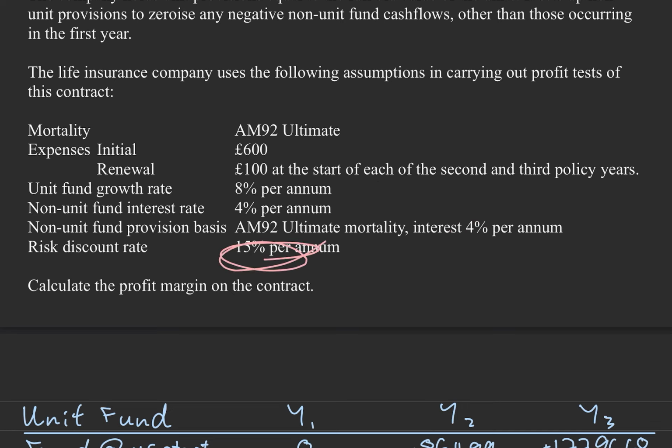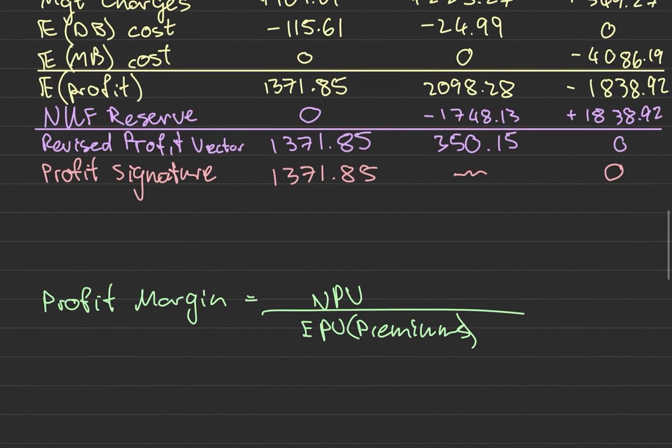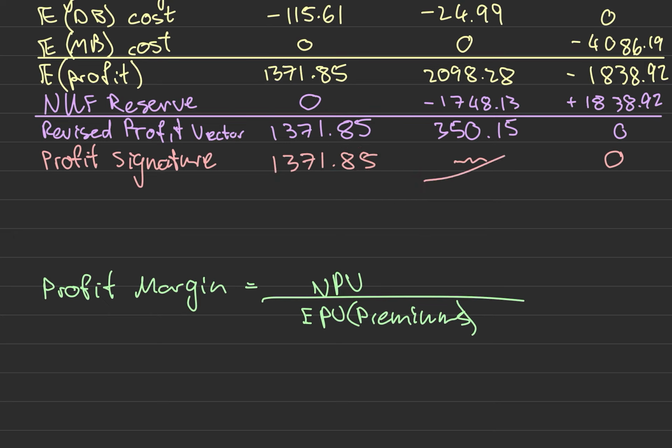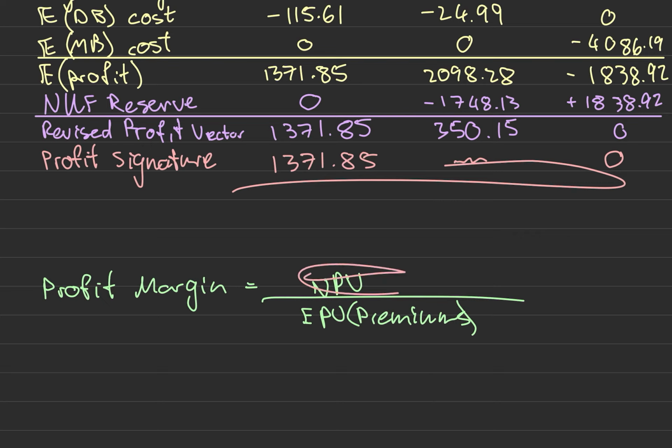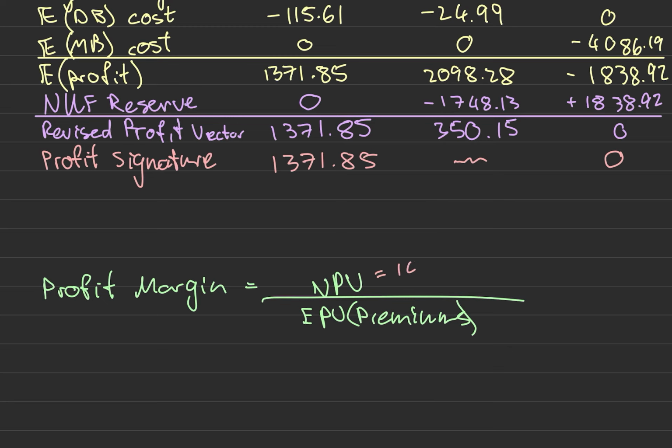Now there's 15% to discount our profits to get our net present value. So discount that by a year, discount that by 2 years, discount that by 3 years. Well, it doesn't matter. Okay, you add them all up, you get your net present value. Then your net present value happens to be equal to 1455, and then your expected present value of your premiums.